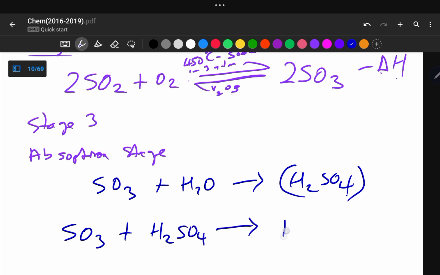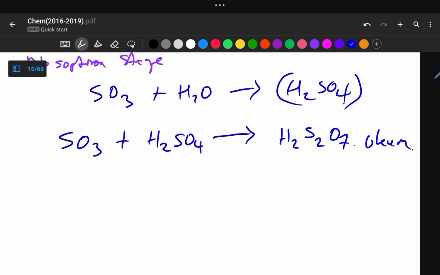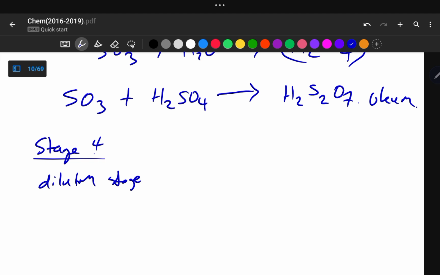So this gives us oleum, H2S2O7. This is what we call oleum, right? So oleum on stage number 4 is the dilution stage. So oleum is being diluted by water. So it's H2S2O7 plus water to give 2 moles of sulfuric acid.